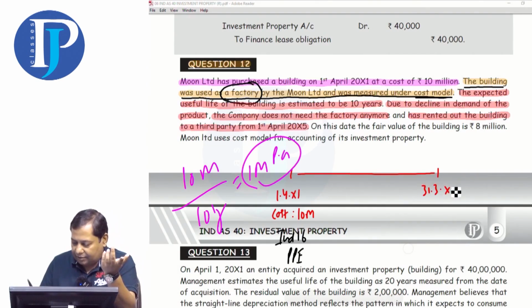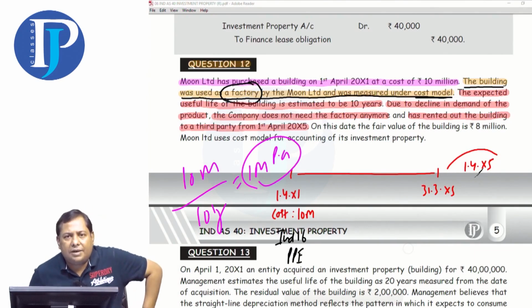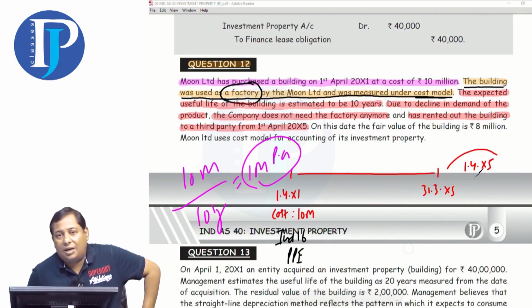March 31st X5. It's starting from here now. You previously had a factory. Production decreased and the factory is closed. They started renting it. So this became a change in use. So this becomes the transfer case. Transfer will be at the carrying amount. So from Ind AS 16, we will move towards Ind AS 40.